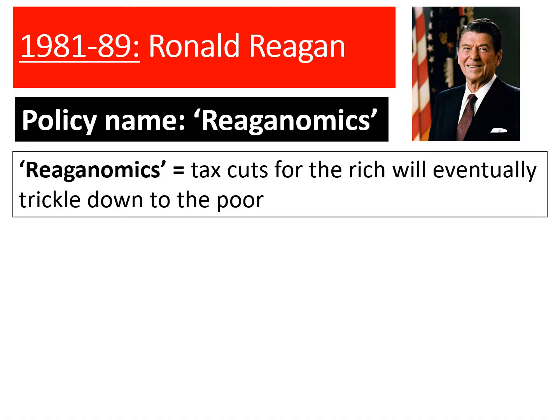Ronald Reagan's policy was famously given the nickname Reaganomics. Reaganomics basically means trickle-down economics, which is where you cut taxes for the rich and the bigger businesses, and you hope that will eventually trickle down to the poor.